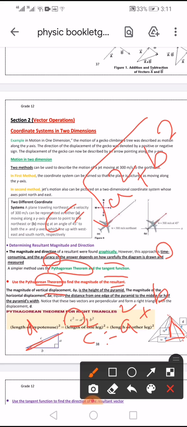To get c, or to get the displacement, or the resultant, the sum of the vectors. That's it.